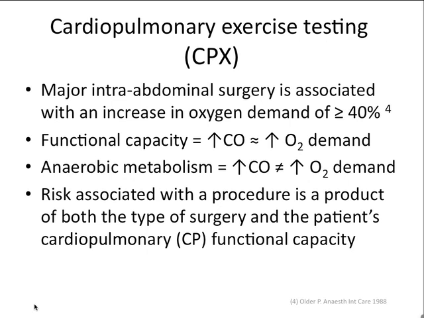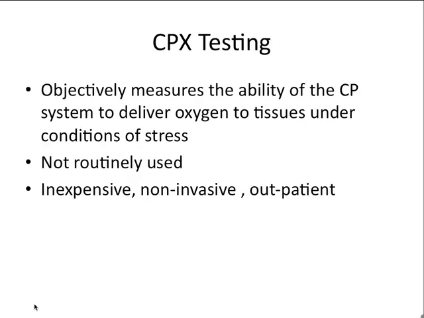So we know that major intra-abdominal surgery is associated with an increase in oxygen demand of 40% or more. A patient's functional capacity relates to their ability to increase their cardiac output in relation to this increase in oxygen demand. Now, when there's an imbalance between cardiac output and oxygen demand, anaerobic metabolism occurs, cellular dysfunction occurs, which can lead to perioperative morbidity and death. So the risk of a particular procedure is a product of the type of surgery the patient's undergoing and also their cardiopulmonary functional capacity. So this leads us on to cardiopulmonary exercise testing, or CPX testing.